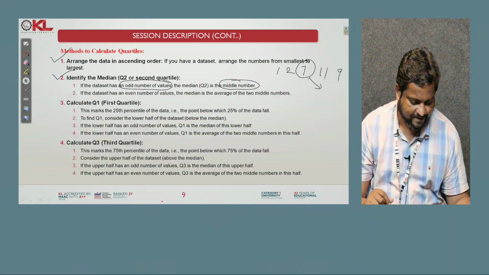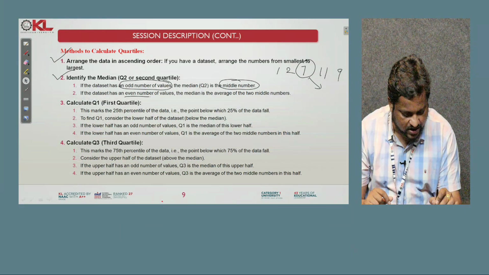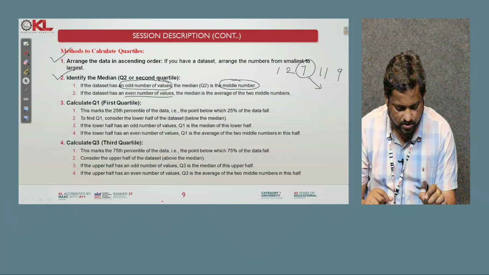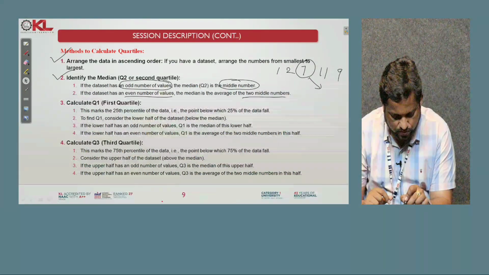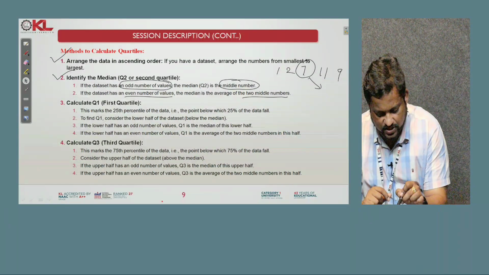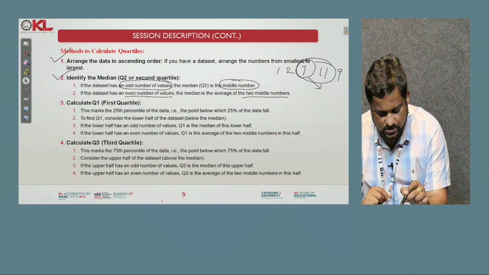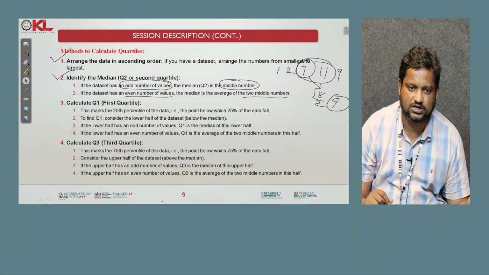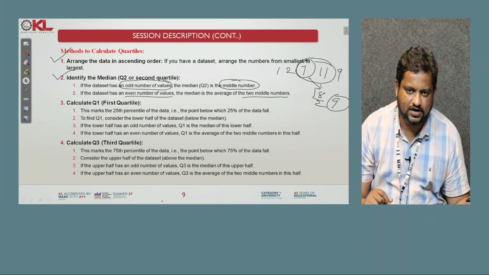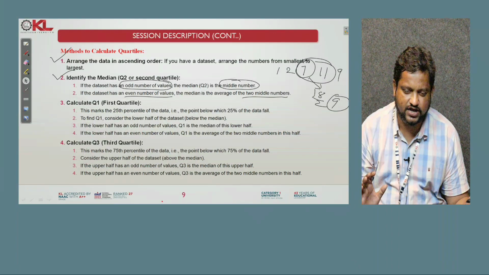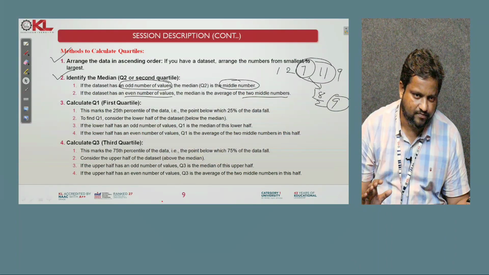If on the other hand we have an even number of values, how to calculate the median? It is the average of the 2 middle numbers. Suppose we add one more number here, 12. These are the 2 middle numbers: 7 plus 11, 18, divided by 2, so 9 is the median in this particular context. Like this we need to calculate the median. First we arrange the data items in ascending order, then calculate the median.